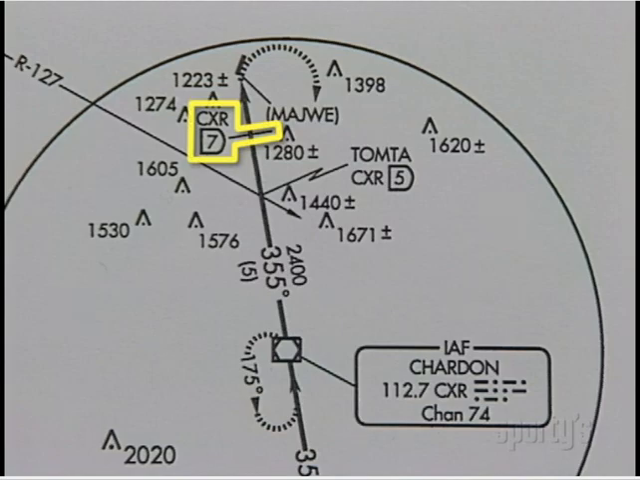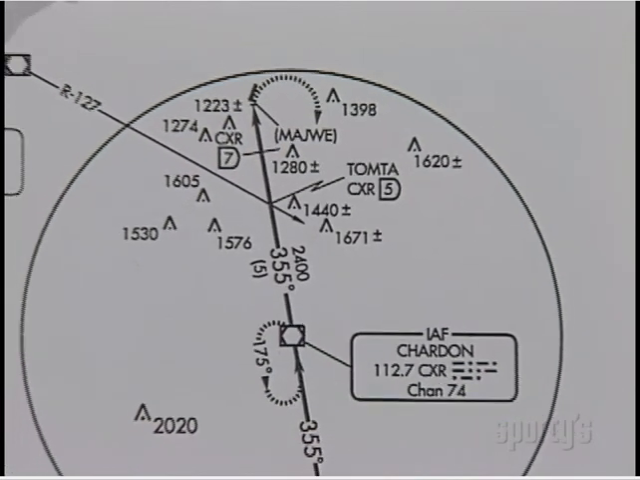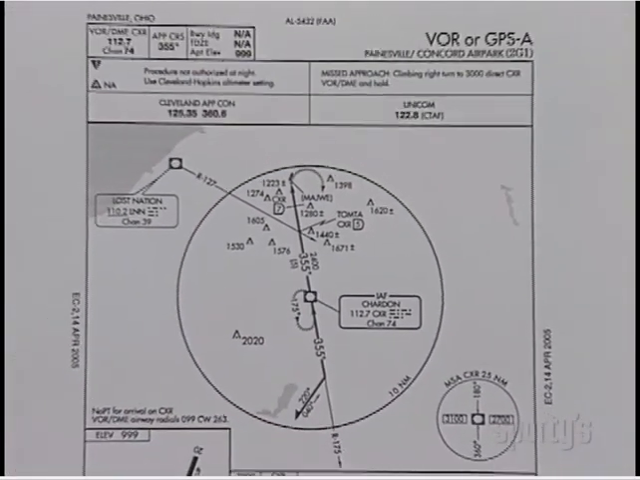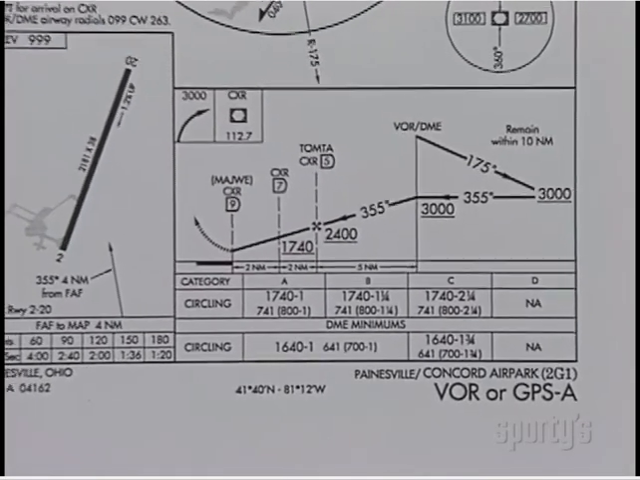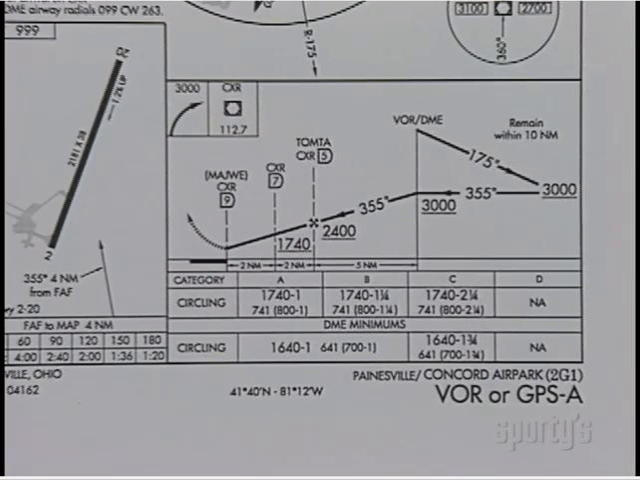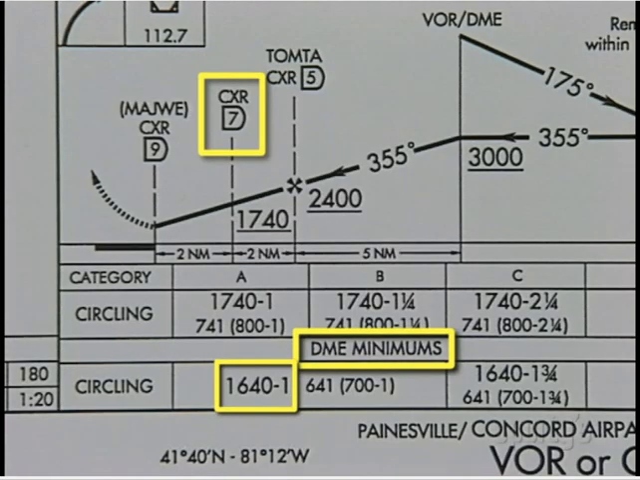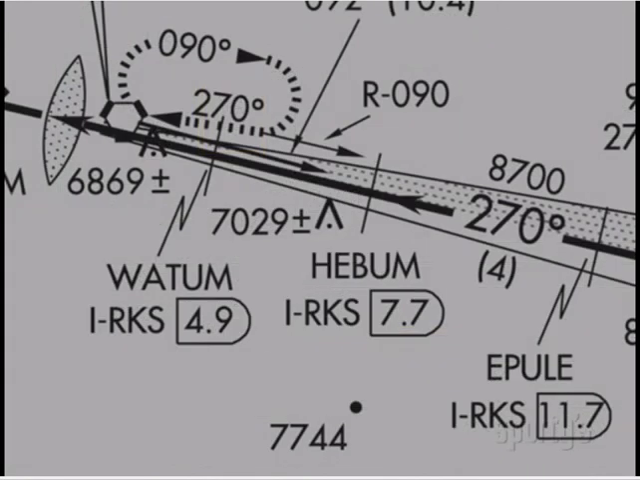On some approaches, the step-down fix is optional. At Paynesville in Ohio, the approach has an optional step-down fix. If the 7 DME fix from the Chardon VOR DME is identified, the minimum descent altitude is 100 feet lower.